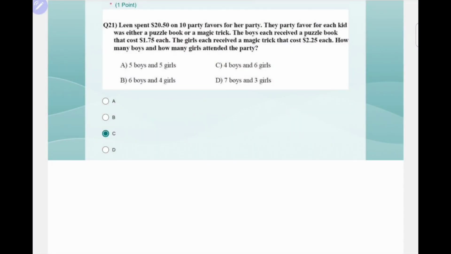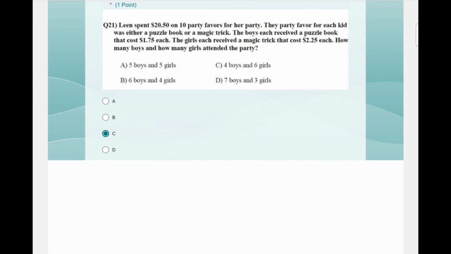In this video, I would like to continue solving problems that appeared in a mock ACT math test. This question talks about a person called Lynn. She spent $20.50 on 10 party favors. So the party favor for each kid was either a puzzle book or a magic trick. The boys each received a puzzle book that cost $1.75 each, and the girls each received a magic trick that cost $2.25 each. How many boys and how many girls attended the party?